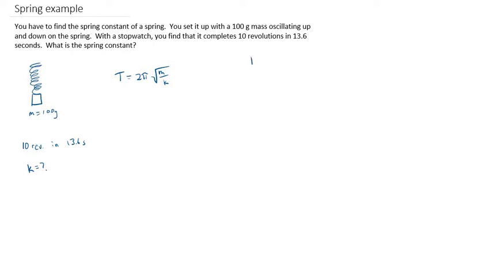But that's straightforward enough. We know that the period technically means the seconds per revolution. So in our case, we had 13.6 seconds for 10 revolutions. That's going to give us a period of 1.36 seconds. So that allows us to keep going with our formula. 1.36 seconds is equal to 2 pi times the square root of m divided by k.